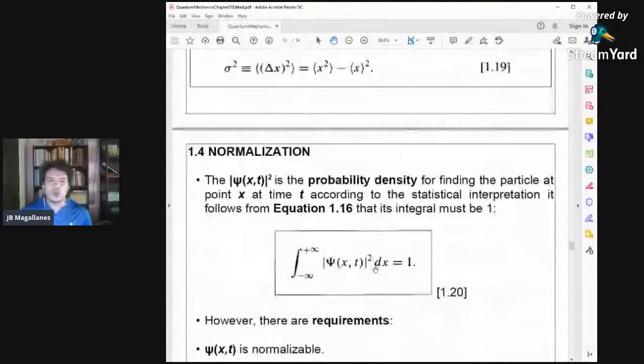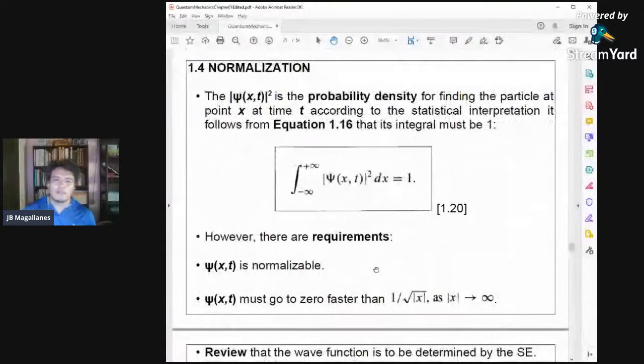So we now go to normalization. If you have a Schrodinger equation, subjected to some initial conditions, you can determine the wave functions. And from the wave functions, if you take the modulus squared, you can get the probability density of the system that you are interested in.